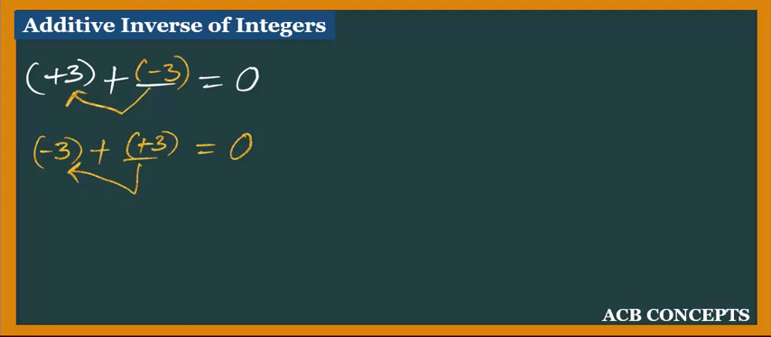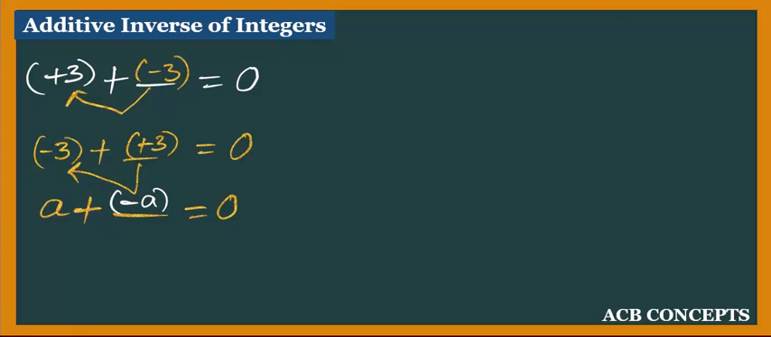Let us take an integer a. Additive means plus. So how much do I need to add to a to get the additive identity 0? Here the answer is minus a.